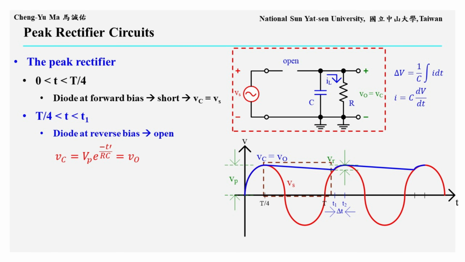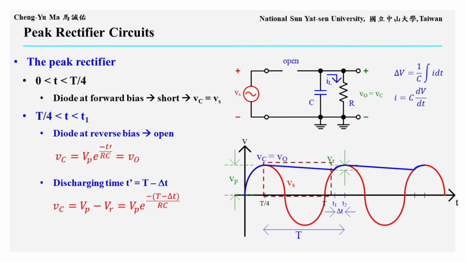A larger R reduces the discharge current, so the capacitor discharges more slowly. A larger C means the capacitor stores more charge, so the same amount of discharged charge causes a smaller voltage change. The total discharge time is the period t minus the charging interval delta t. Therefore, at time t1, the capacitor voltage equals Vp minus Vr. This is also equal to Vp multiplied by exponential of negative t minus delta t divided by Rc.